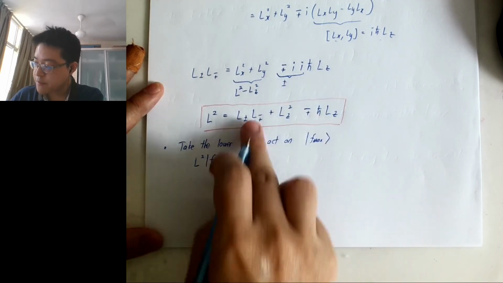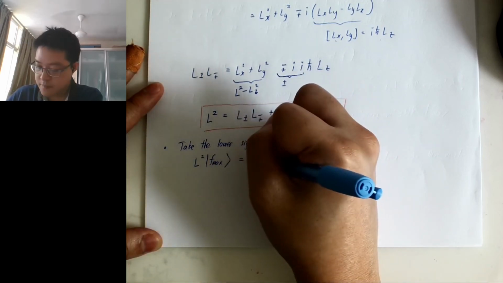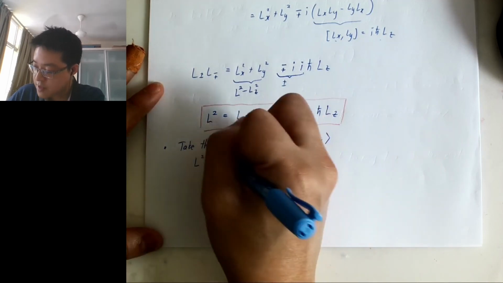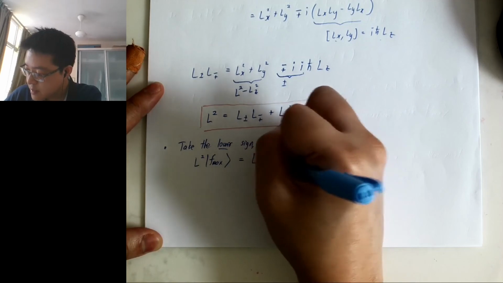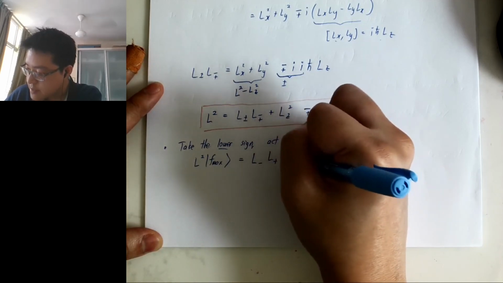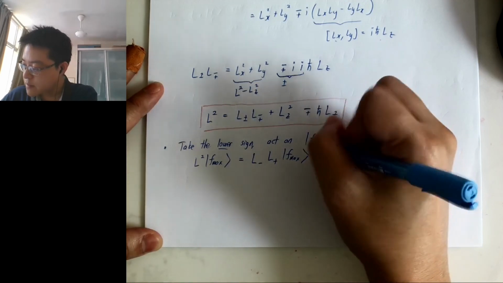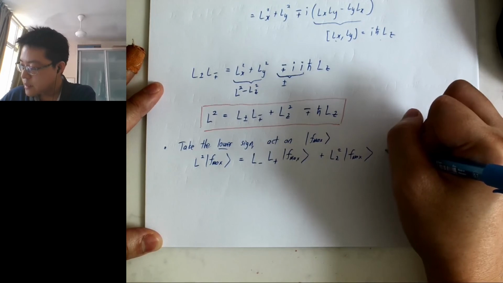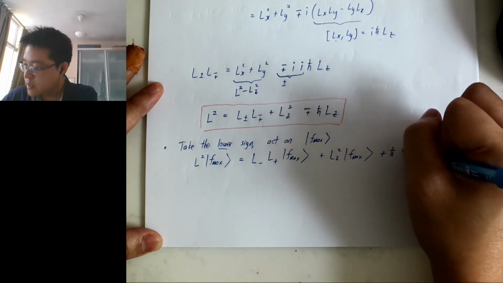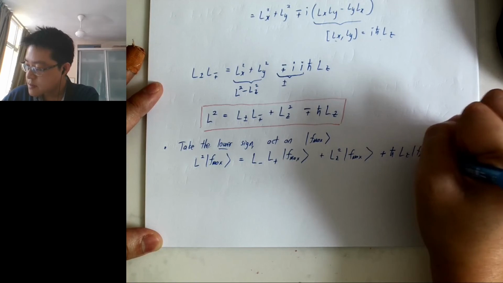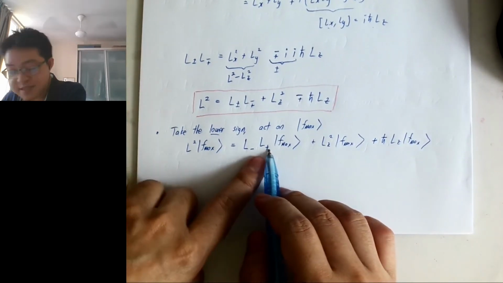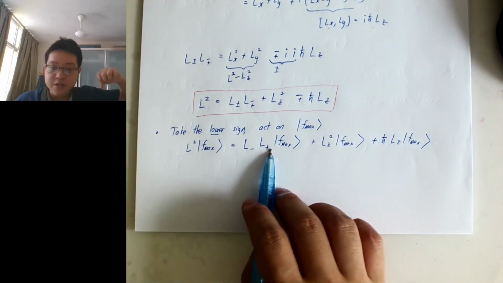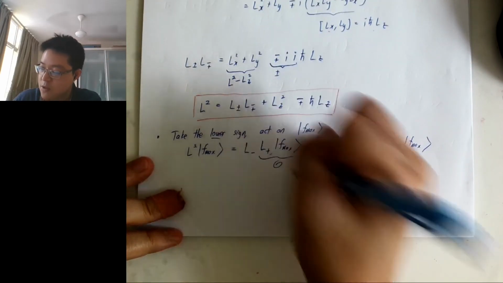So if I add this on F max, I take the lower sign, right? The lower sign means I put L minus L plus, I add this on F max, and then this one is plus Lz square, acting on F max, and then the lower sign plus h bar, and then acting on F max. Okay, so why do I do this? Because there's an L plus here, right? Remember we said that F is the maximum, so if I try to increase any more, I will get a 0. So this term disappears.